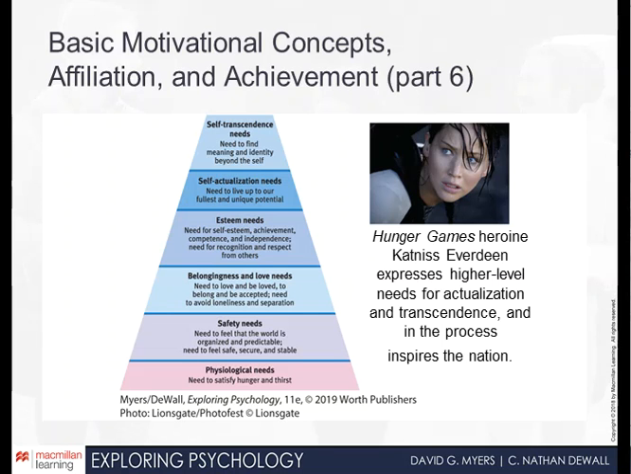You may be familiar with the movie The Hunger Games, where we have the heroine Katniss Everdeen listed there. She expresses the higher level need of actualization and transcendence in the process, inspiring a nation. These are going to be those types of movies in which you have one individual who's going against all the odds to achieve greatness and then inspire people, and maybe even winding up sacrificing themselves or putting themselves at great risk for something that goes beyond their self, beyond their personal needs. So that's what Maslow's hierarchy of needs is all about. You see the needs beyond the self being the self-transcendence need, the ultimate of Maslow's hierarchy of needs.